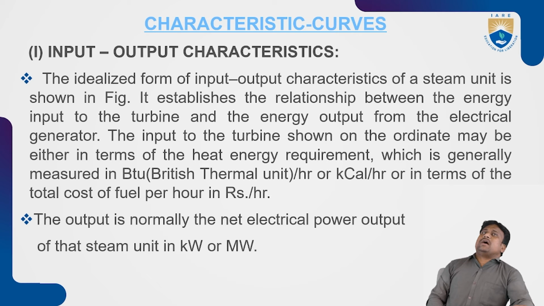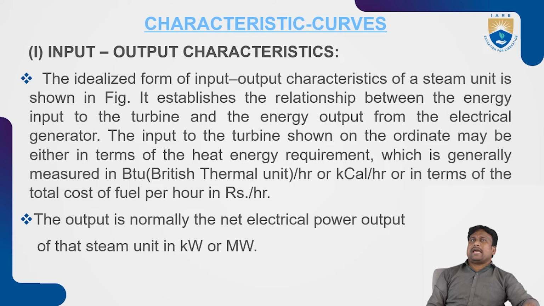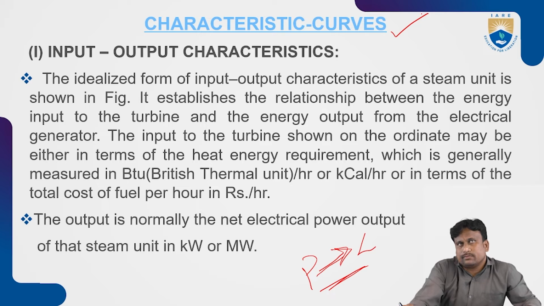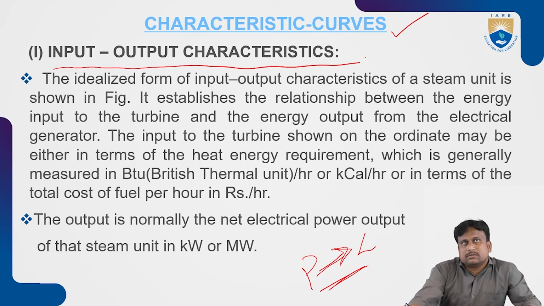Next, we will go with the characteristic curves. What are these characteristic curves? Characteristic curves are defined with input and output characteristics. These enable us to explain the performance of the power system network, how the power generation meets the load requirement, with the characteristic curves. Here we will define input and output characteristics. So what are these input and output characteristics?